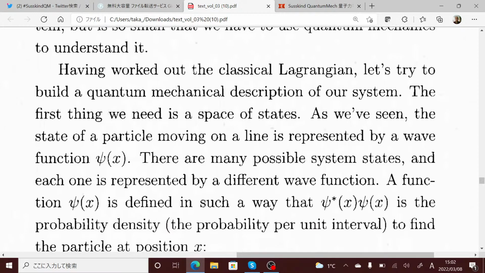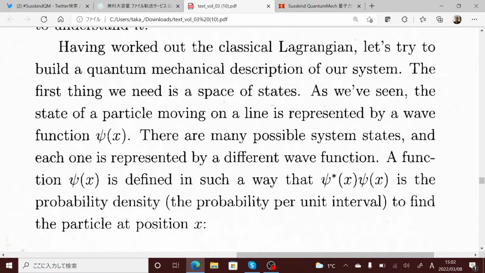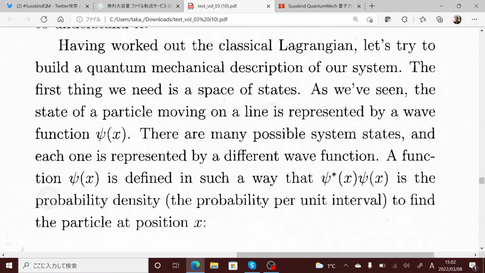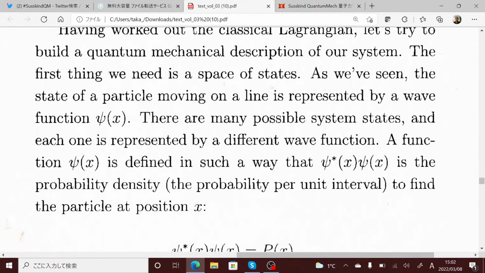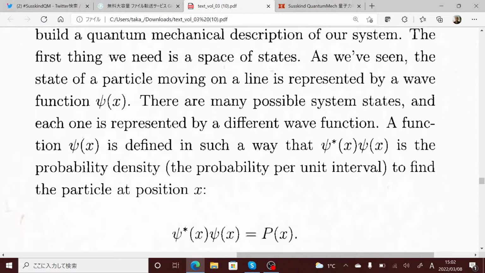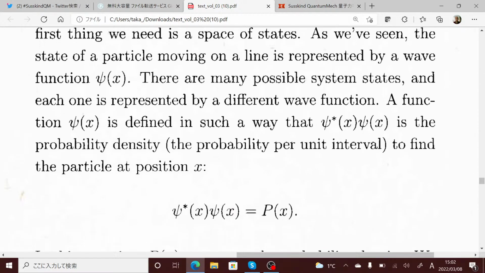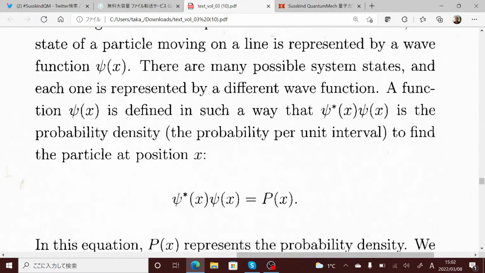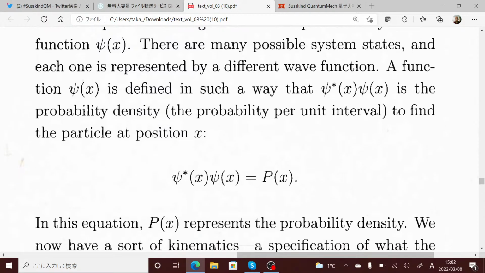Having worked out the classical Lagrangian, let's try to build a quantum mechanical description of our system. The first thing we need is a space of states. As we've seen, the state of a particle moving on a line is represented by a wave function psi of x. There are many possible system states, and each one is represented by a different wave function.